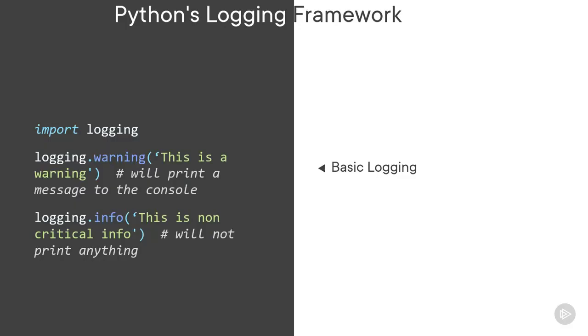Now, let's look at some logging code. So again, we're importing our logging module and we're running our logging level at warning. And this is basically going to capture any warnings that come out of, let's say, a script that we run, and it's going to print that to the console. And then we have logging.info, and so that's a different logging level, and that won't actually print anything.